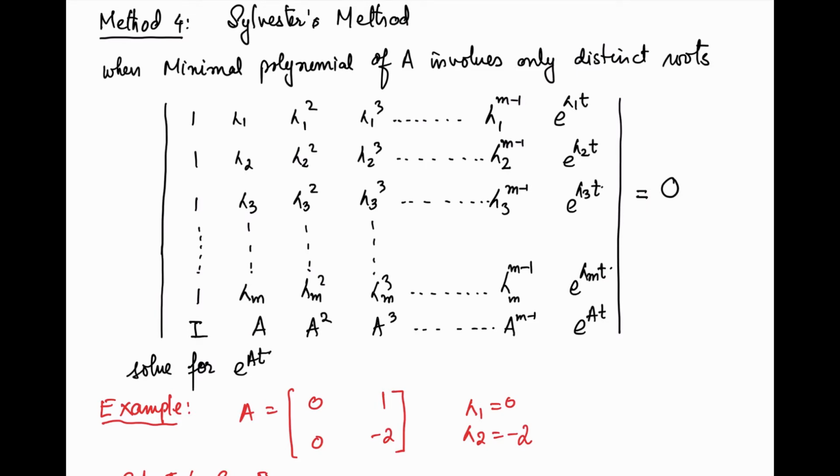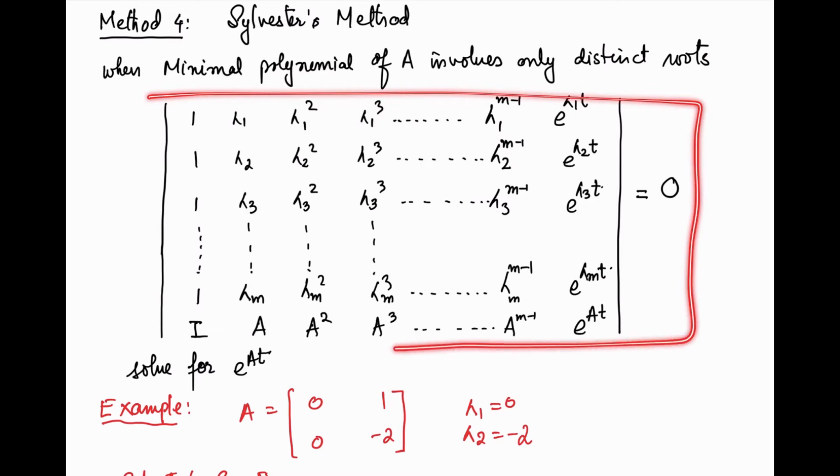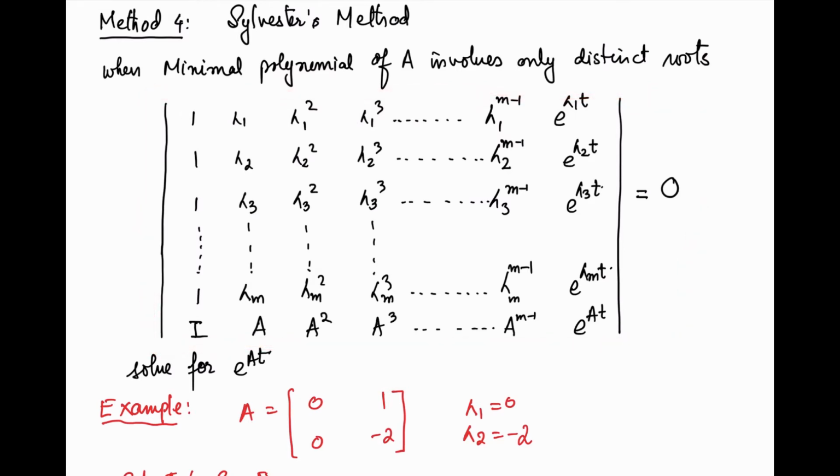So when the minimum polynomial of A involves only distinct roots, then you can use this equation to find out the state transition matrix. The first row is obtained by using the eigenvalues lambda 1, lambda 2 and so on up to lambda m minus 1. All of these are the eigenvalues, the closed loop poles of your system, right? Then the second row is this one, and over here you have the second eigenvalue.